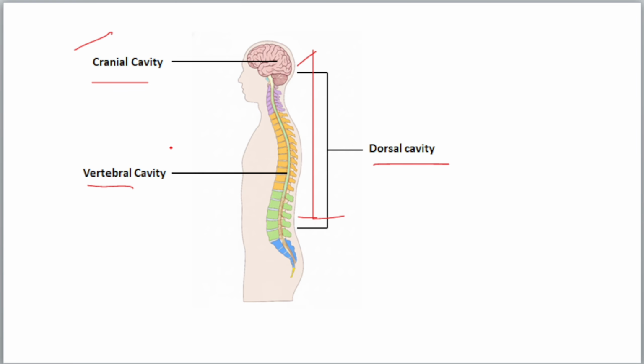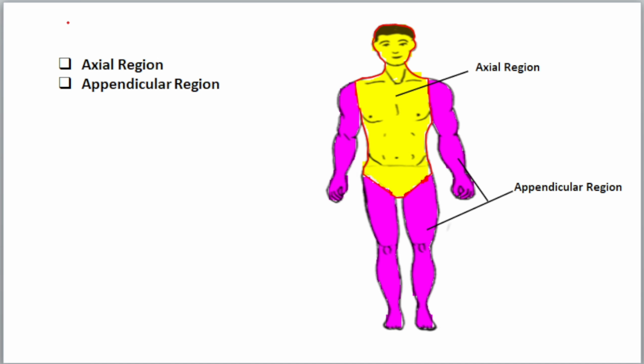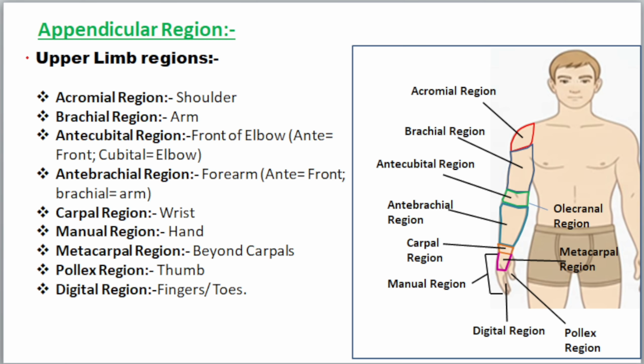So I already discussed head, neck and trunk, and now I discuss the appendicular region that is made up of the upper limb and the lower limb. In this figure the yellow portion is called the axial region, and this pink portion is called the appendicular region. So the first part of the appendicular region is the upper limb region. So first acromial region. The shoulder portion of the body is called the acromial region. Then brachial region. Arm portion is called the brachial region. You can remember it by comparing it to biceps.